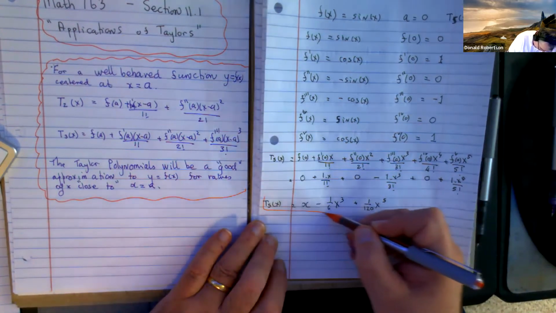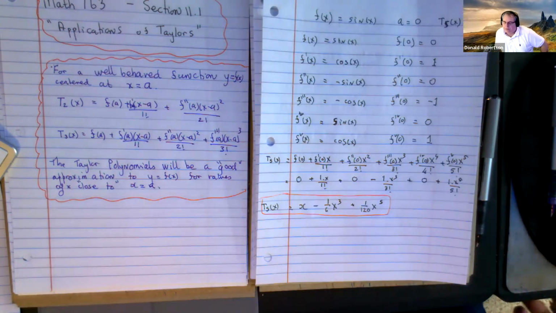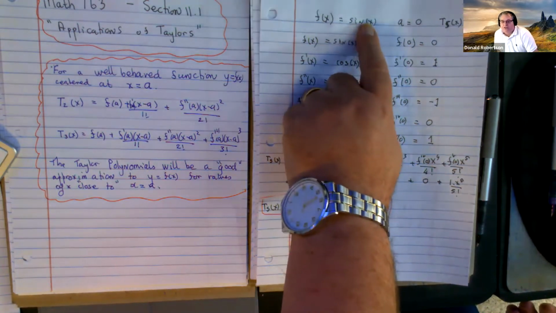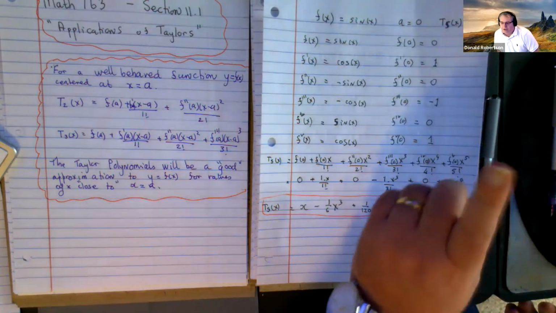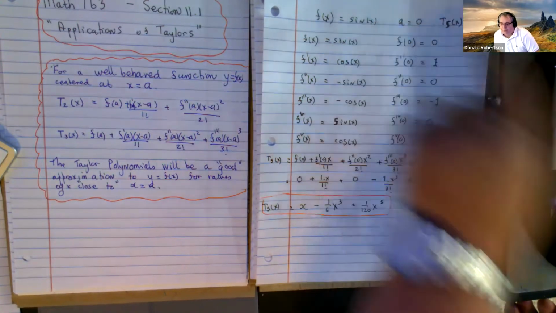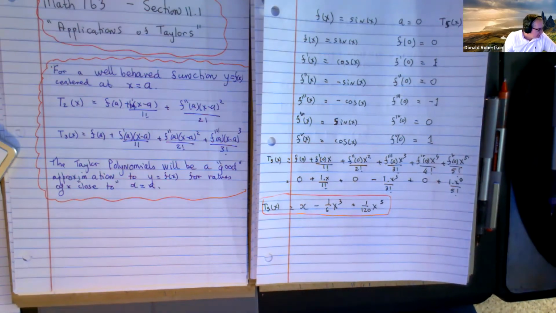Here is T5 of x. Maybe unlikely, but I'm going to tell you that that polynomial is going to look like sine x at least close to 0, right? So you can imagine starting at 0 and drifting either side. This polynomial is going to look like a sine function, and it should be a pretty decent sine function. We are going to find out how decent by letting Desmos draw it for us.